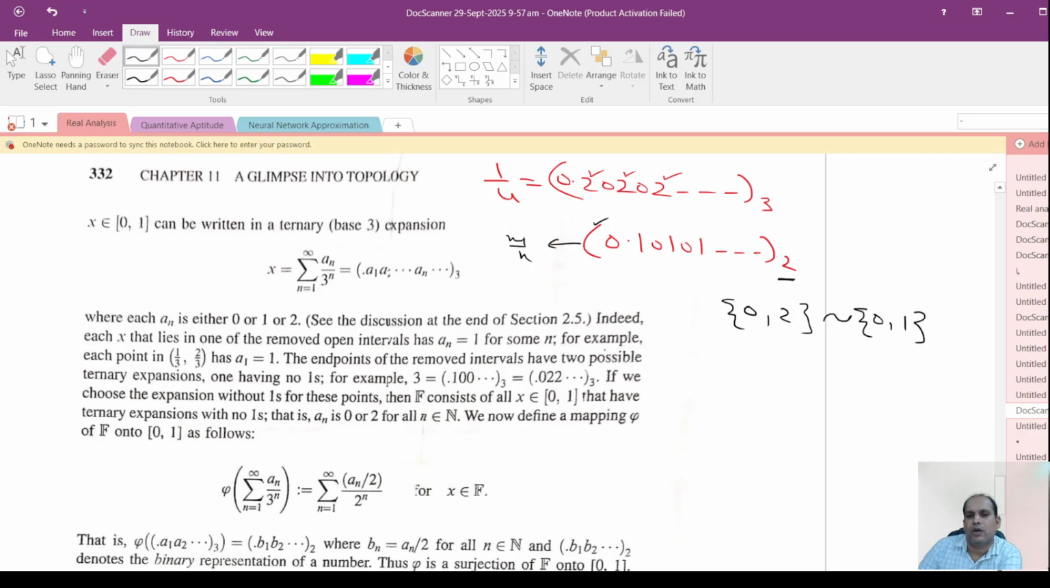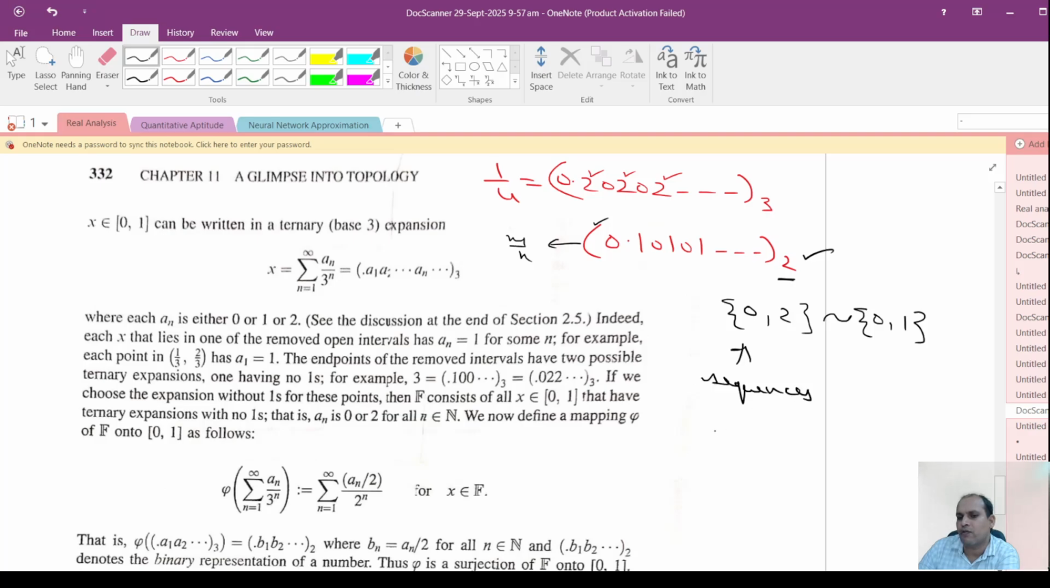Actually, what I want to interpret here is that 1 by 4 can be written as 0.20202 and so on. Now if we divide this by 2, it will be 0.10101 and so on in binary form. So all the members of the Cantor set can be identified with members of the closed interval 0 1, real numbers of the closed interval 0 1, using the representation 0 and 1 in binary form. In ternary form we have removed 1. In binary form we are identifying the sequences of zeros and 2s.